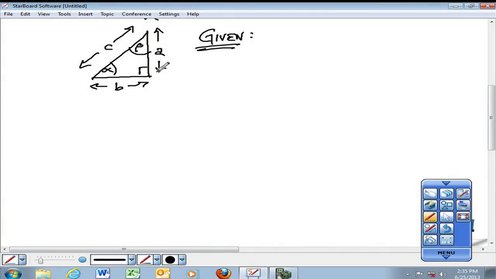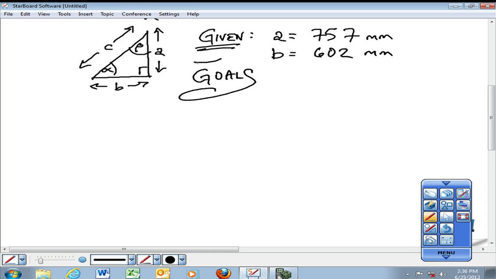So we're given the following. We're given 2 lengths: A, which is 757 millimeters, and B, which is 602 millimeters. And as your book is infamous for doing, your goal is basically everything else, in other words, whatever's not given. Your book will simply say solve for whatever remaining sides or angles. So what's remaining?